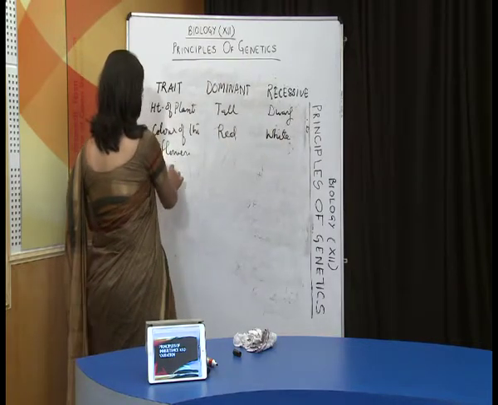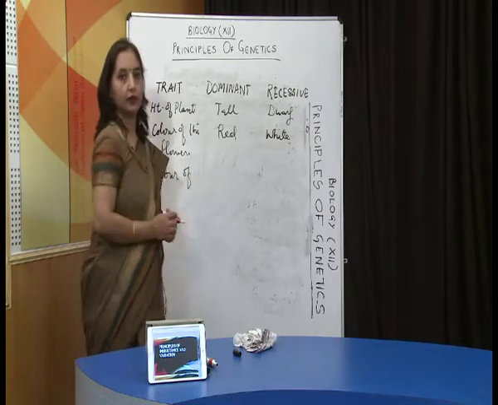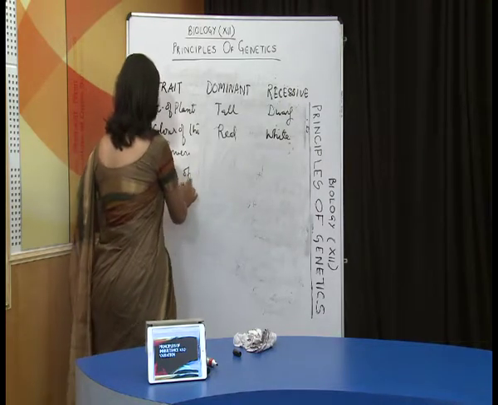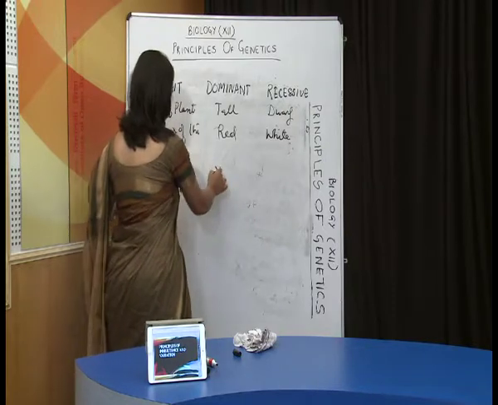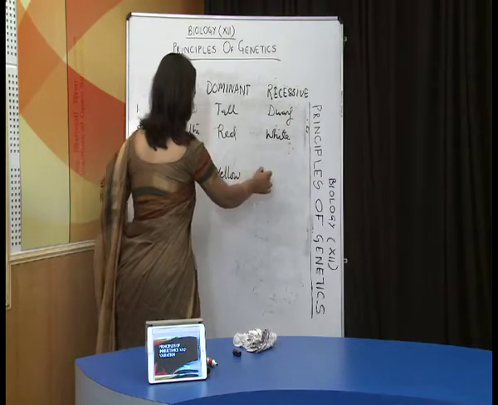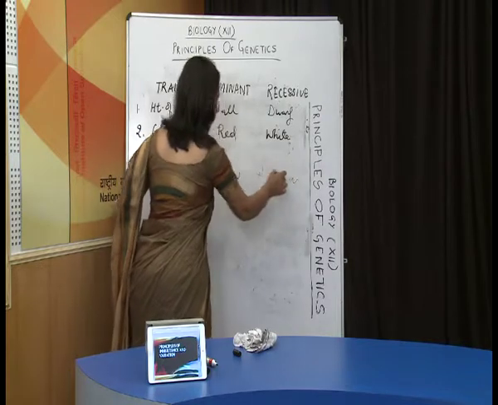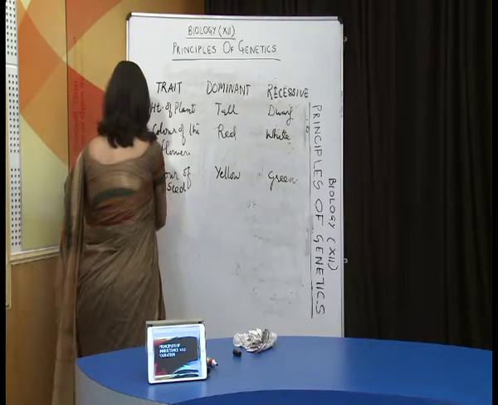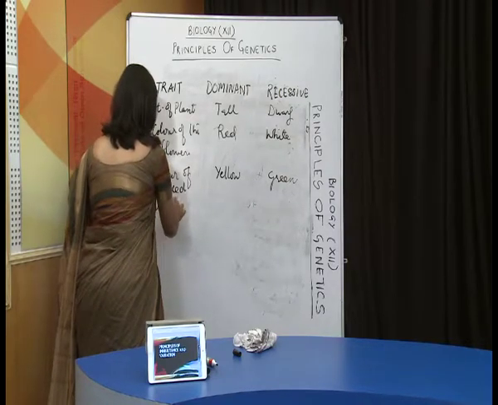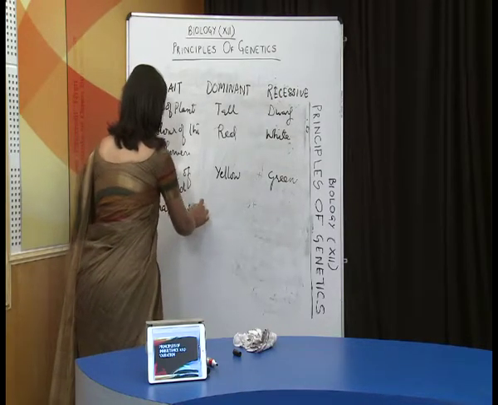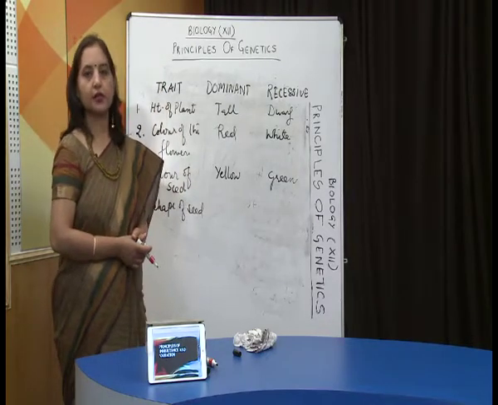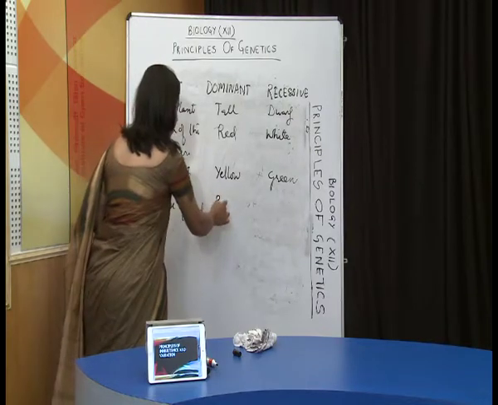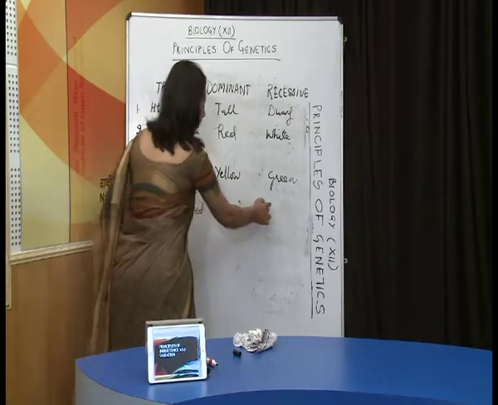The third character was color of seed. Yellow color was dominating over green. Shape of seed: some seeds were round and some were wrinkled, and the round shape was dominating over wrinkled.